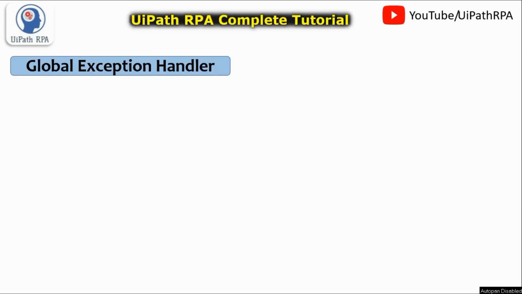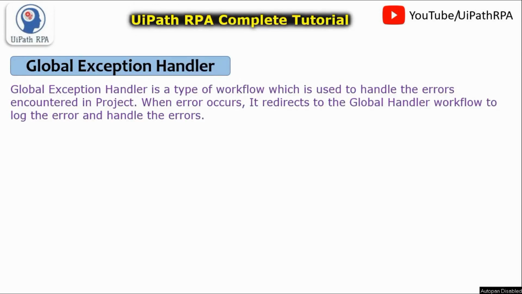So what is global exception handler? Global exception handler is a type of workflow which is used to handle the errors encountered in a project. So this is a type of workflow same as your sequence, flowchart, and state machine. So we have the 4 workflows. When an error occurs, it redirects to the global handler workflow to log the error and handle the errors. The name is global exception handler.